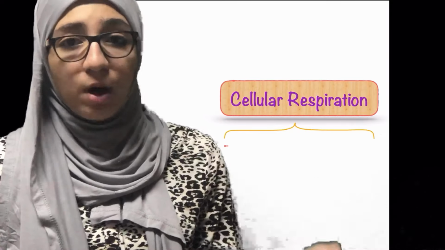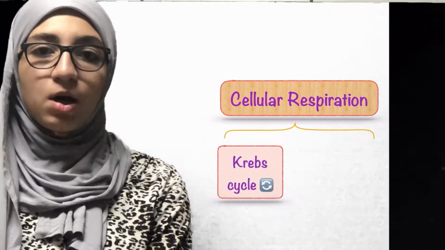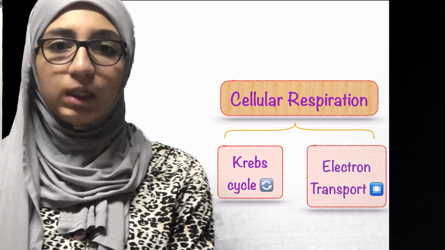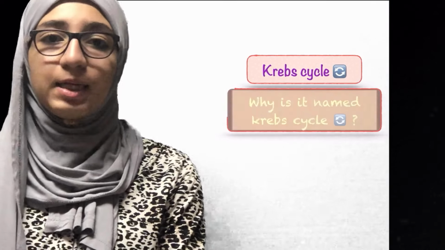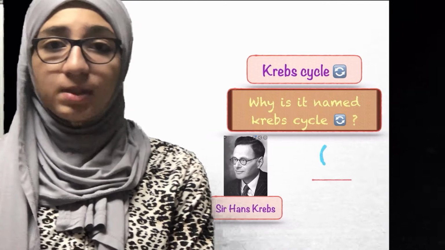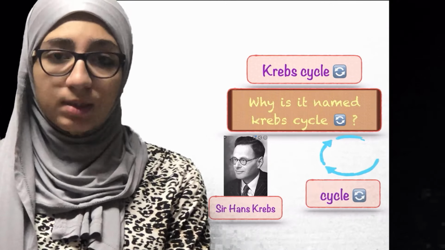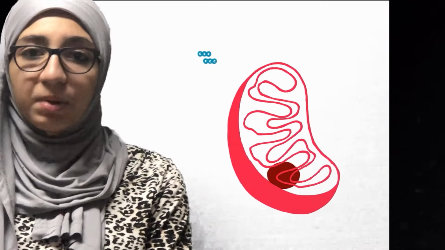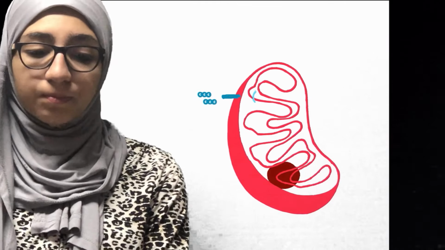Krebs cycle. Why is it named the Krebs cycle? Krebs is the name of its inventor, Sir Hans Krebs, and cycle because it keeps going on and on just forever. The Krebs cycle occurs in the matrix, the area enclosed by the inner membrane.